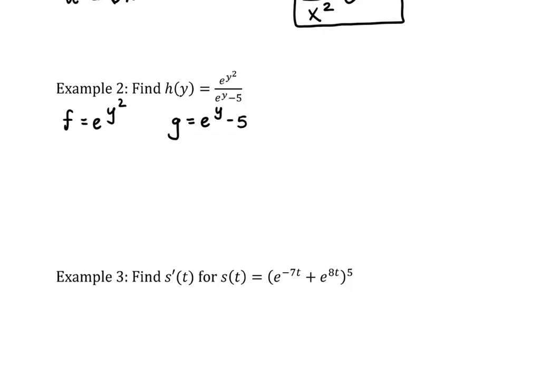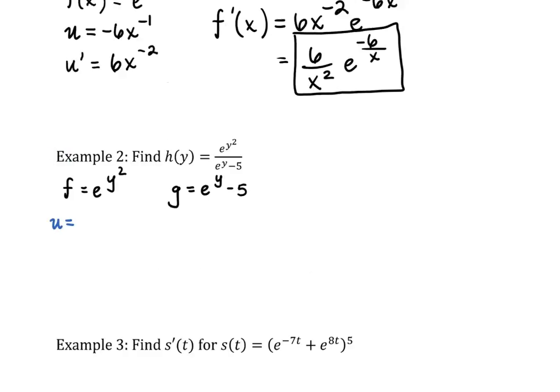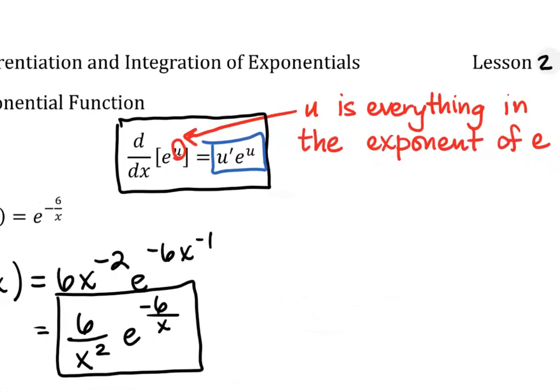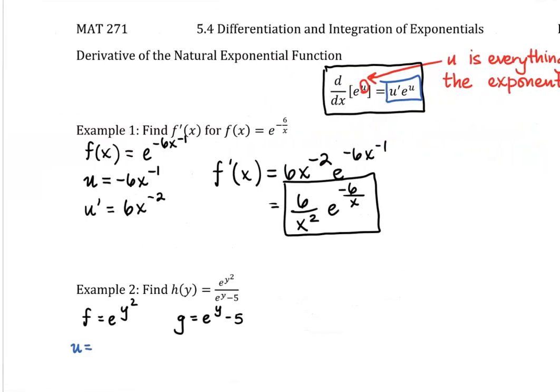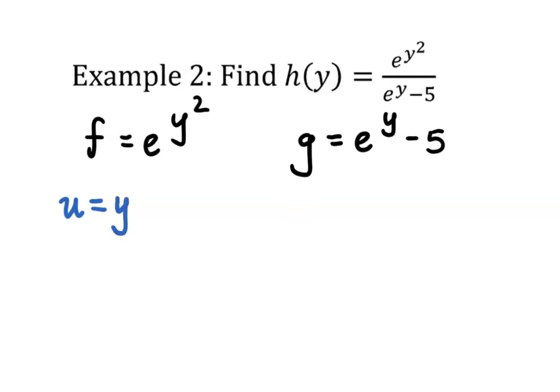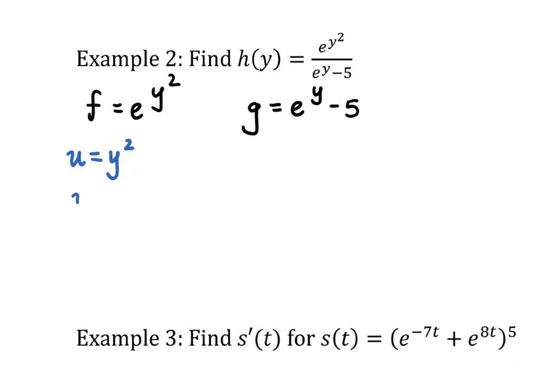I'm going to go in and identify u for each of these two functions. So for f, remember that u is everything that is in the exponent of e. So for f, our u is y squared, and our u prime is 2y. So to get f prime, we're filling out u prime e to the u. That's how we take the derivative of exponential functions. So our f prime is 2y e to the y squared.